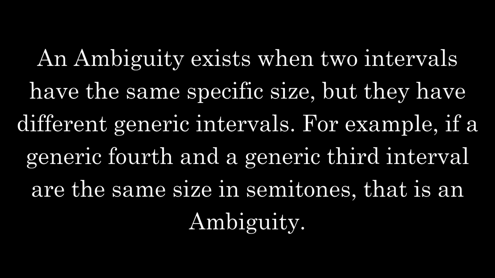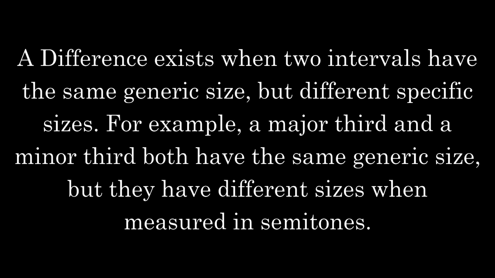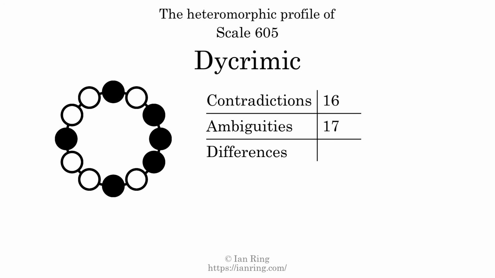An ambiguity exists when 2 intervals have the same specific size, but they have different generic intervals. For example, if a generic fourth and a generic third interval are the same size in semitones, that is an ambiguity. The number of ambiguities in this scale is 17. A difference exists when 2 intervals have the same generic size, but different specific sizes. For example, a major third and a minor third both have the same generic size, but they have different sizes when measured in semitones. The number of differences in this scale is 62.